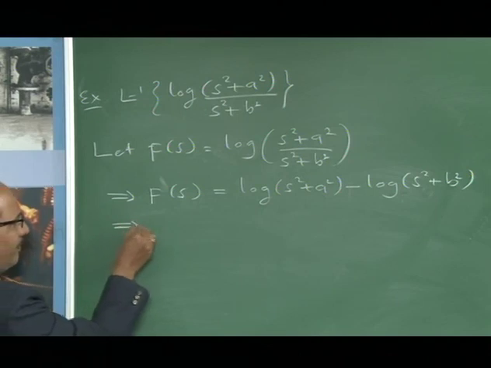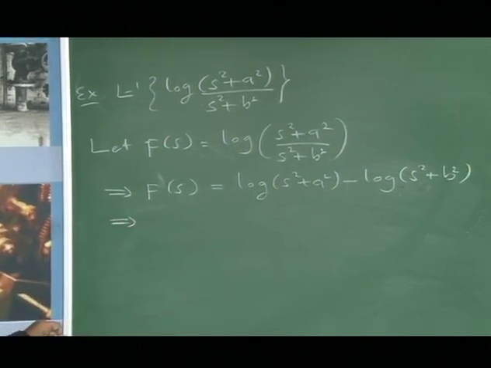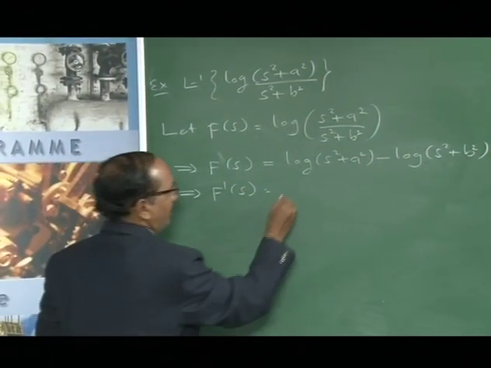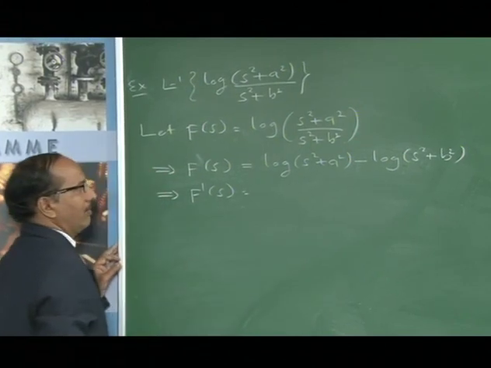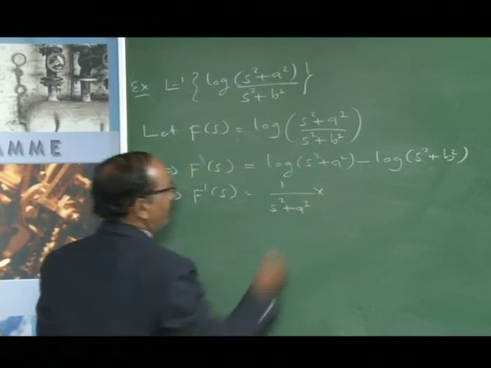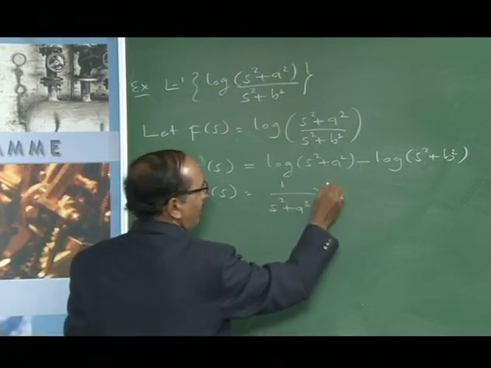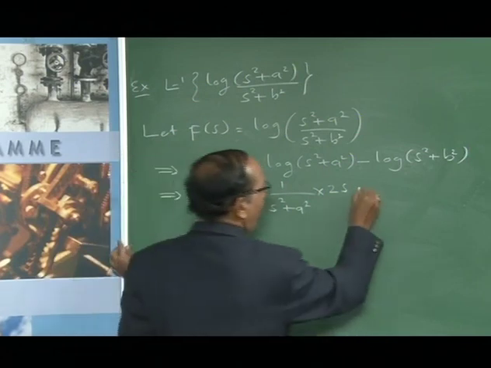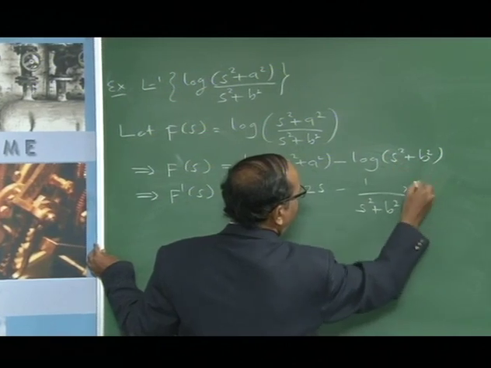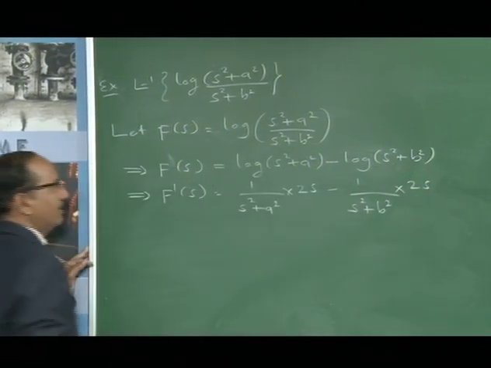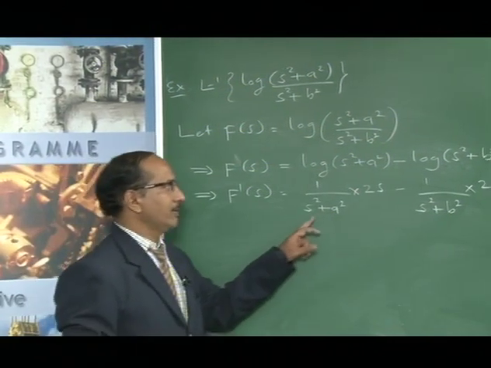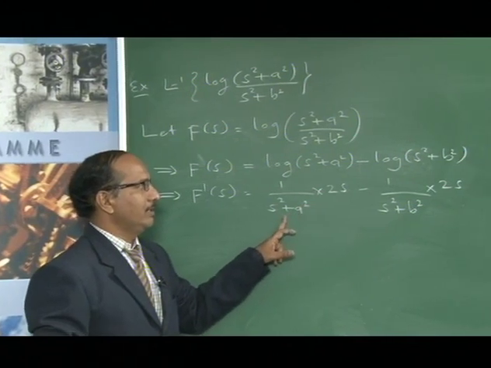Now, at this moment also I do not know the inverse of both the terms here. So, differentiating with respect to s, f dash s is equal to the differentiation of log s square plus a square, that is 1 divided by s square plus a square into the derivative of s square plus a square, that is 2s. Similarly, 1 divided by s square plus b square into its derivative, 2s. So, after the first derivative, I can easily find the inverse of both the terms. They are matching with the cos a t terms.